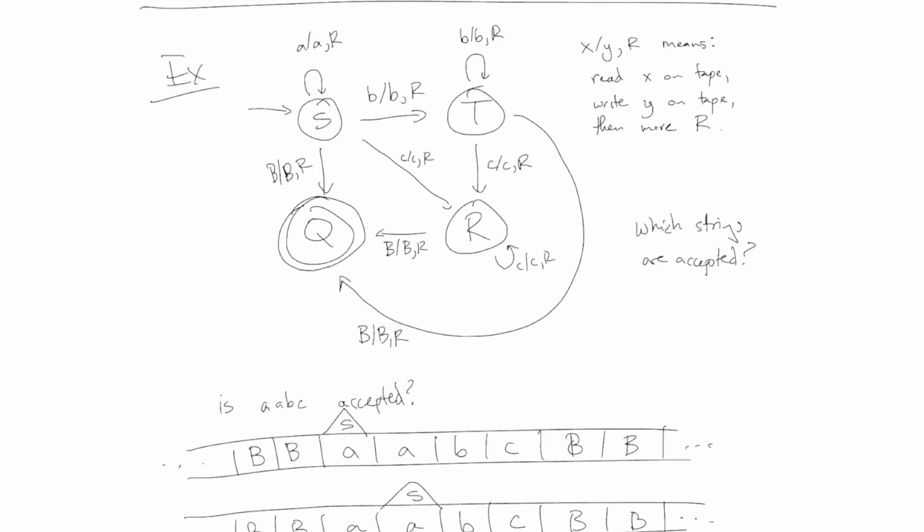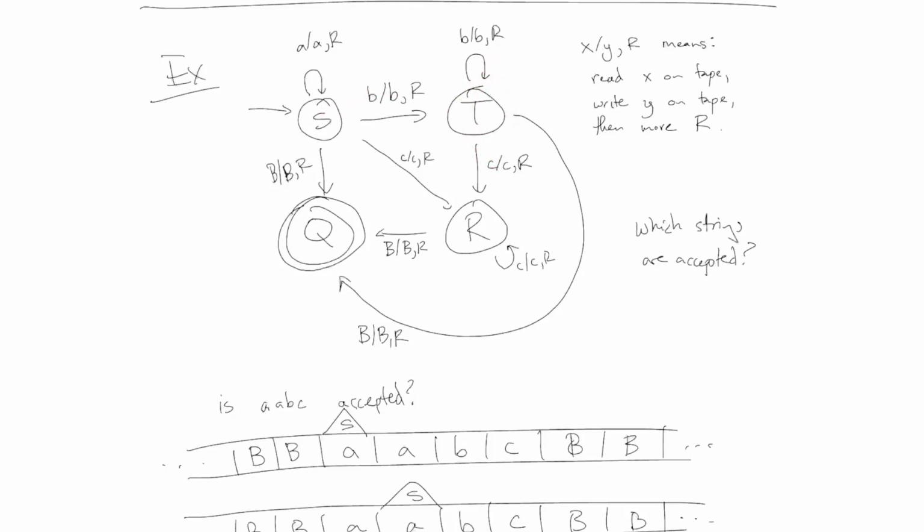Somebody else have an idea? Do you have an idea? I was going to say all strings in general. It's not all strings in general. For instance, the string BA would not be accepted. Because if you start here, the first thing you see is B, you would go here. The head would move to the right now looking at A, but there is no read A from this state here. Got an idea? A star, B star, C star.